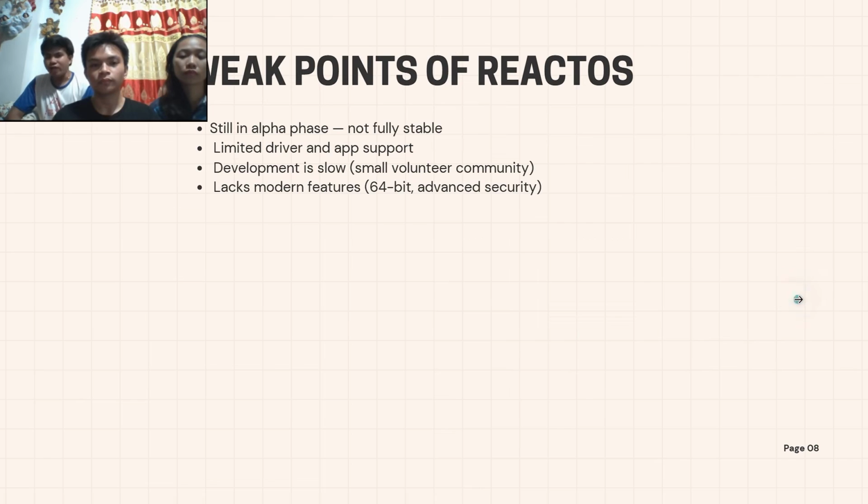Weak points of ReactOS. Despite its potential, ReactOS still has some weak points. It's still in the alpha stage, meaning it's not stable enough for daily use. Some Windows programs and drivers don't run properly yet because compatibility isn't 100%. Development is also slow since it relies mostly on volunteers. And compared to modern systems, ReactOS still lacks advanced features like strong security, 64-bit support, and full network stability.